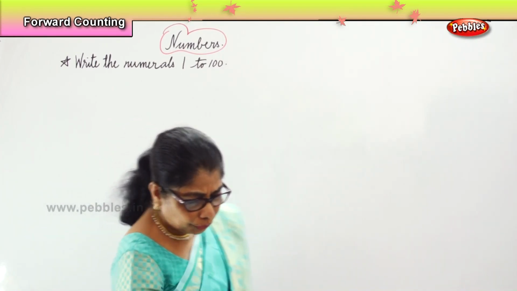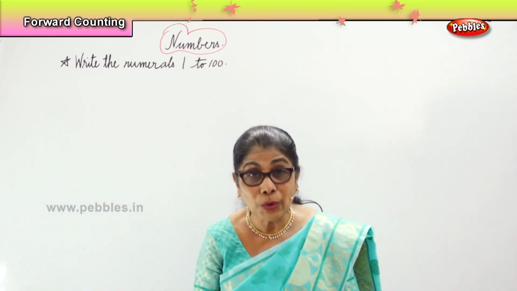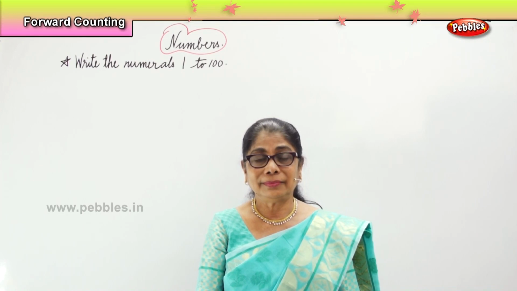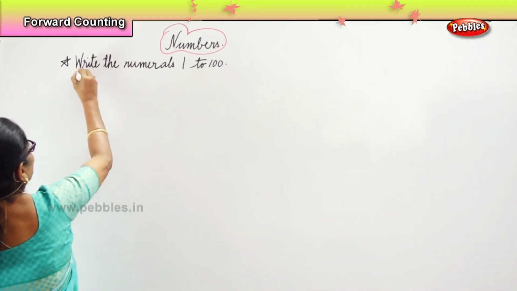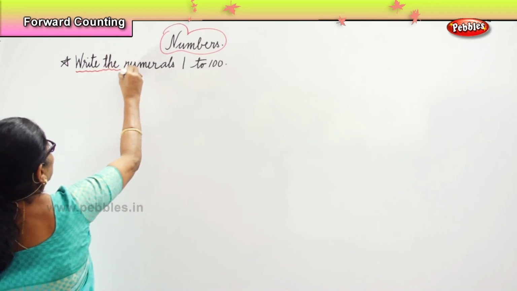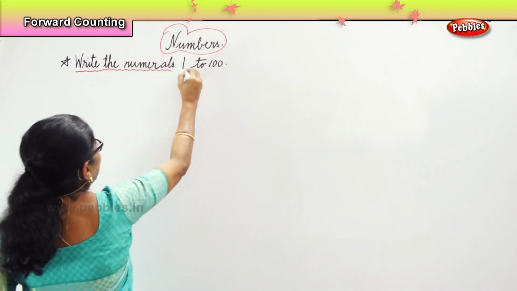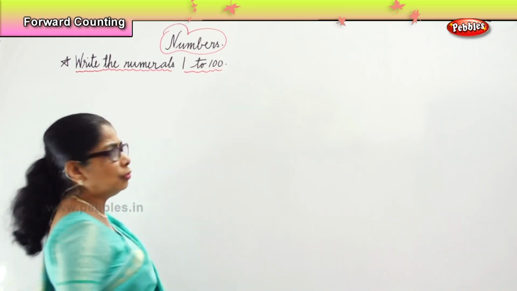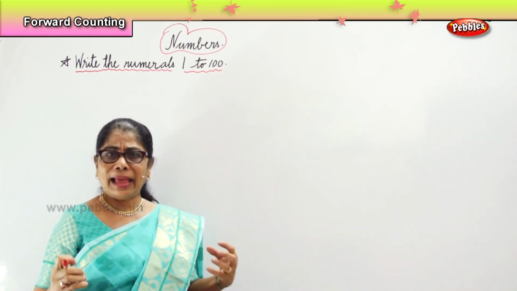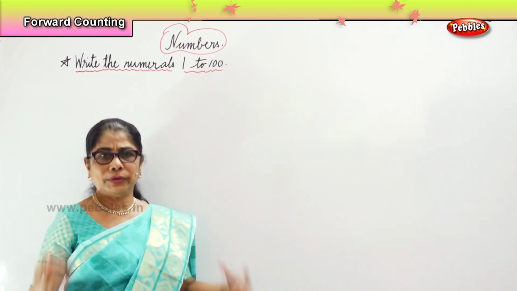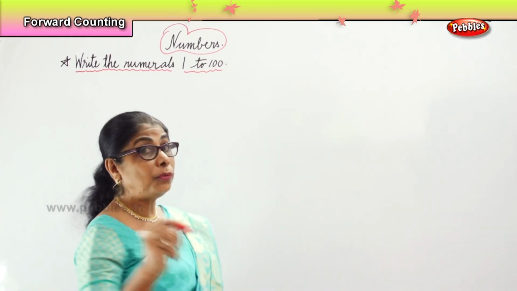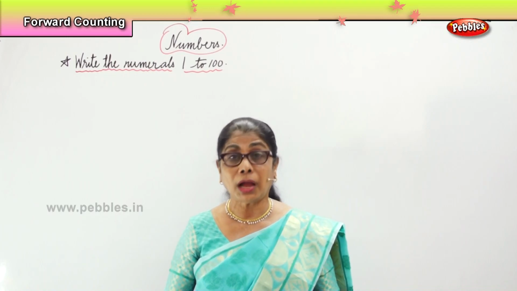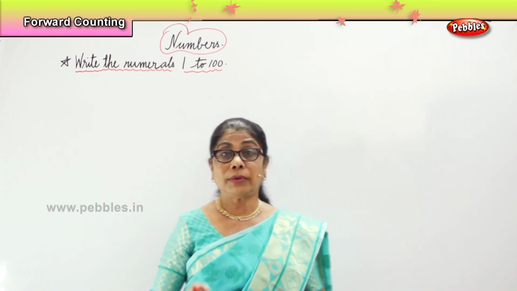We are going to count and write. Okay? That's what we are going to do. So we are going to write the numerals 1 to 100, which means you are going to count and write forward. Okay? Numbers forward. Count and write. So whenever you write, you have to count. You have to say and you have to write.